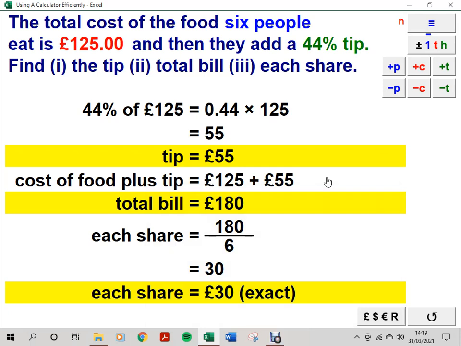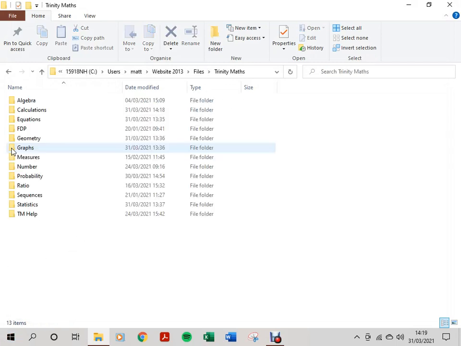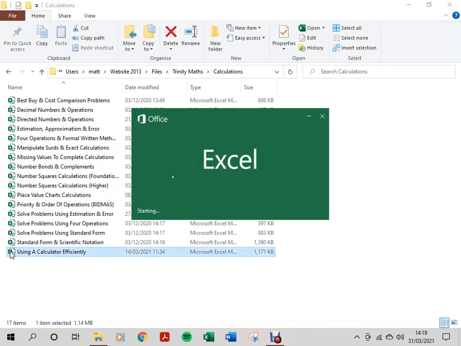Trinity Maths, using a calculator efficiently. This is our destination. How do we get there? Close the Excel file. From Trinity Maths, select Calculations, open using a calculator efficiently.